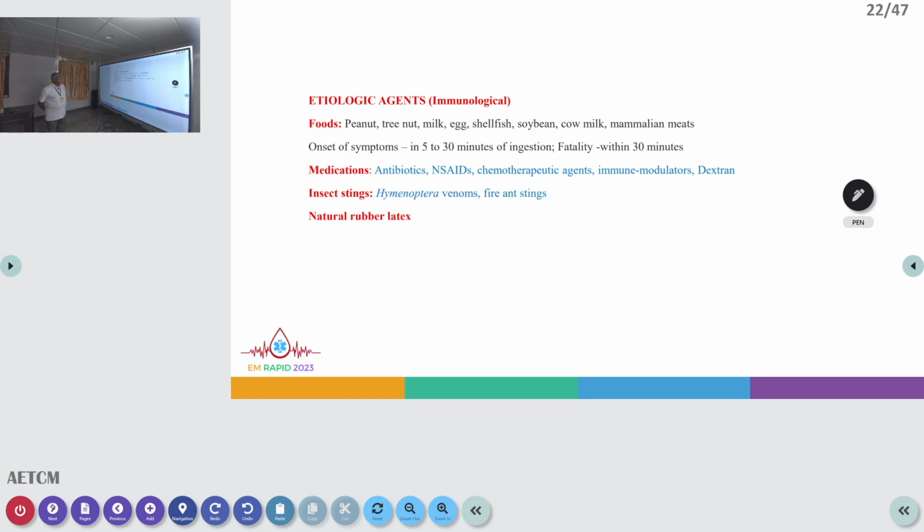Then the etiological agents of anaphylaxis. One is food: peanut, milk, egg, shellfish, and many other things. The onset of symptoms starts within 5 to 30 minutes after ingestion, so fatality may occur even within 30 minutes or even before that. Certain medications may also cause anaphylaxis: certain antibiotics, NSAIDs, chemotherapeutic agents, dextran, etc. Insect stings, hymenoptera venoms, fire ant stings, these are all common things which may cause anaphylaxis.